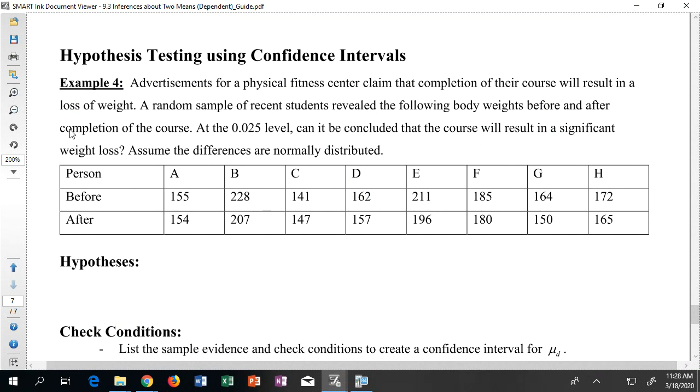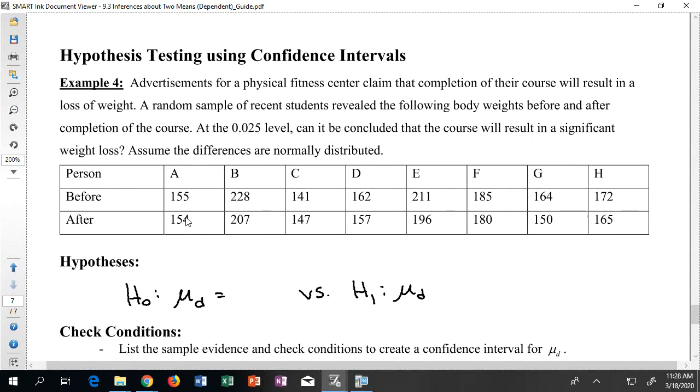Okay, so it looks like we have 8 people here that had their weights measured before and after the course, and we're curious if this course can help people lose weight. So I'm going to start to think about how I could set up my hypotheses here. I know that I'm going to have something with a mu d equals versus something where a mu d is less than something, greater than something, so on and so forth. Remember that when I have this little d in here, that's talking about the differences that I'm going to calculate.